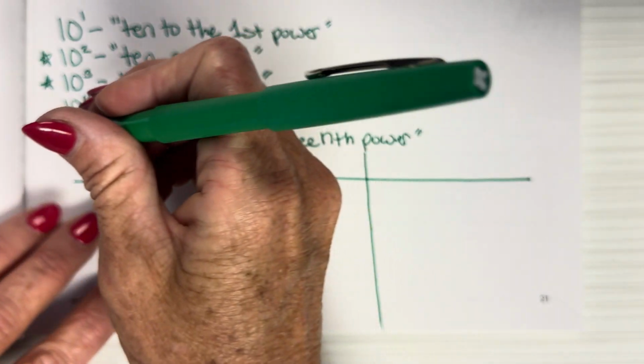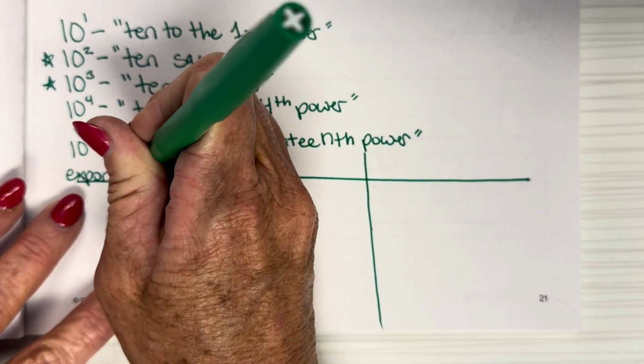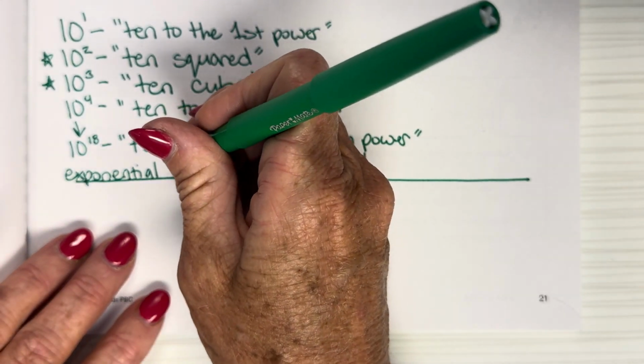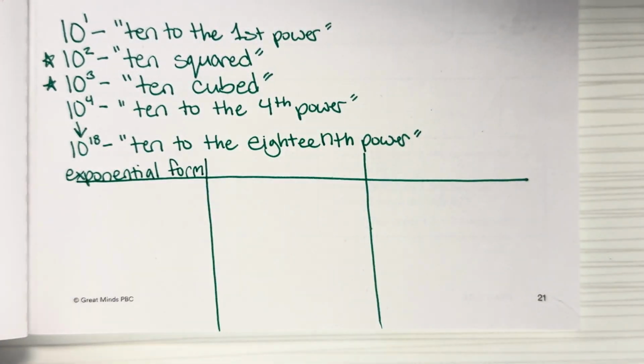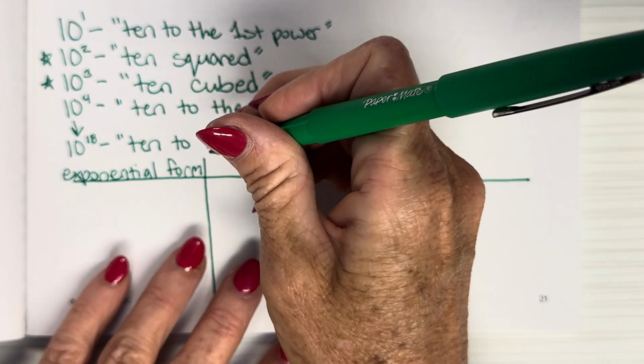But we have something called exponential form. You might want to pause and look at how to spell that. And then we have something called a multiplication expression.